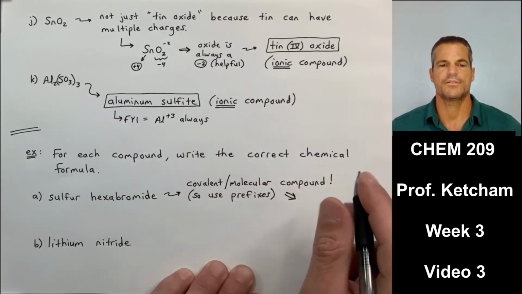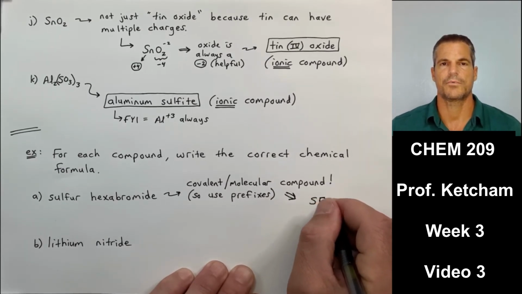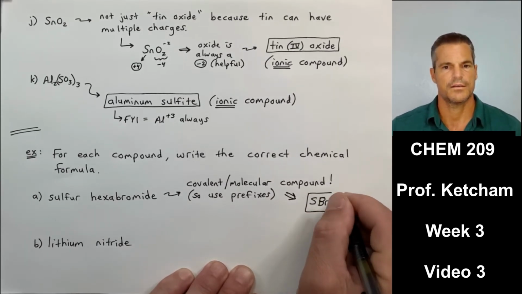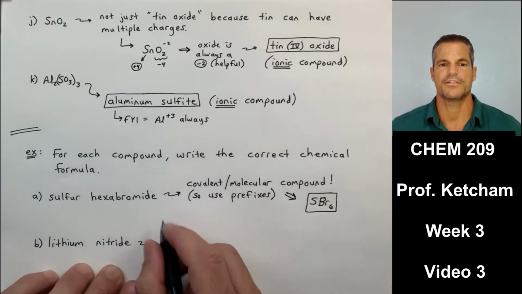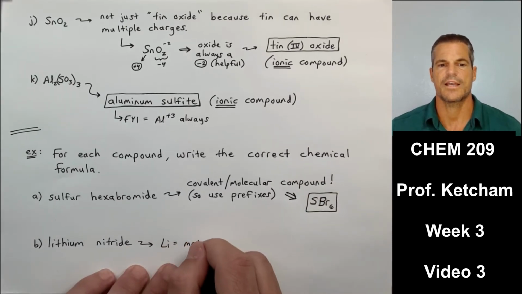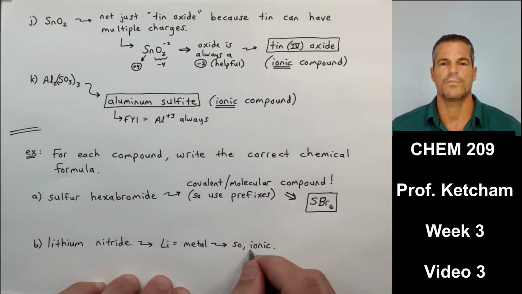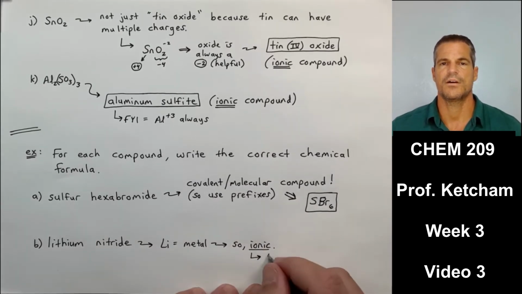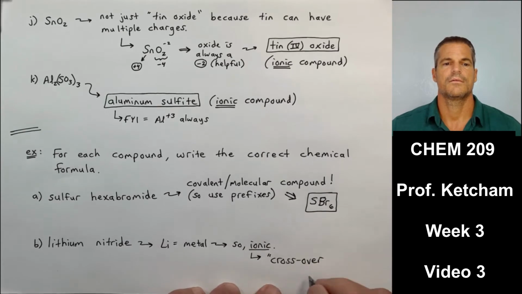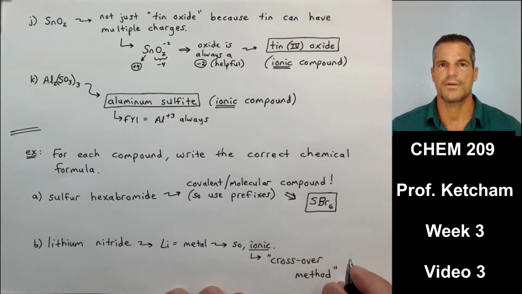So in A, sulfur hexabromide, I see the prefix hexa. I know it's a covalent compound and I can just sound it out. So the hexa makes me think 6. Sulfur hexabromide is SBr6.